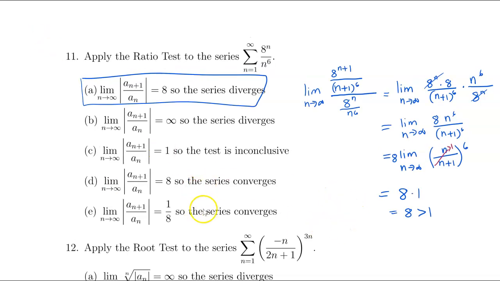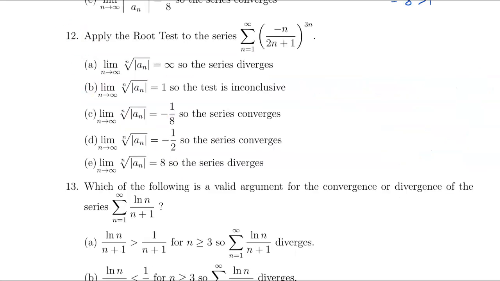So again, by ratio test, if the limit of the ratio here is greater than 1, then the series is divergent. If it is less than 1, the series is convergent. And if it is equal to 1, the test is inconclusive. Number 12, we are to apply the root test to the series and then find the conclusion.